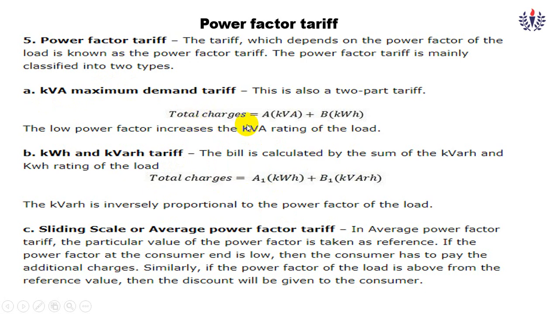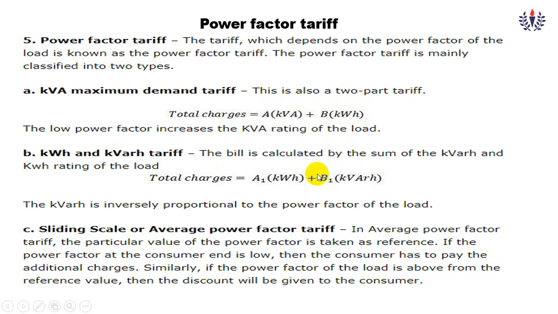So the total charges equal a two-part tariff. In the previous case we might have studied the two-part tariff, that is one with the maximum demand and one with the energy consumption. Here also one part is kVA, kilovolt ampere, plus energy consumption. So this is also a type of maximum demand. Here a low power factor increases the kVA. If the power factor is low, what will happen? It will increase the running charges.